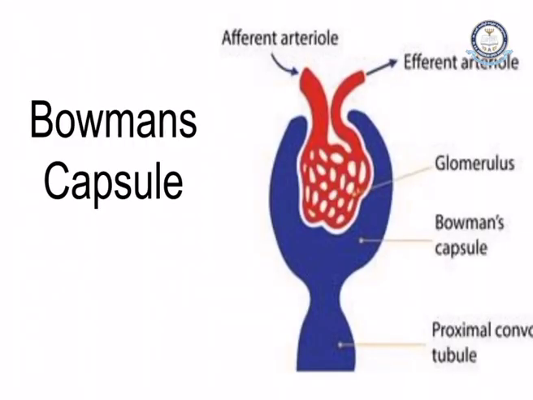So this is the structure of Bowman's capsule, where we find a number of fine blood vessels. These fine blood vessels are called capillaries, which do the work of filtration of the waste and other components from the blood.